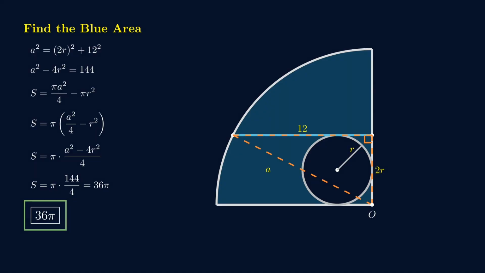And notice something really elegant. It doesn't depend on r at all. Any radius that satisfies the geometry gives the same final area. That's the kind of result that makes geometry so satisfying.